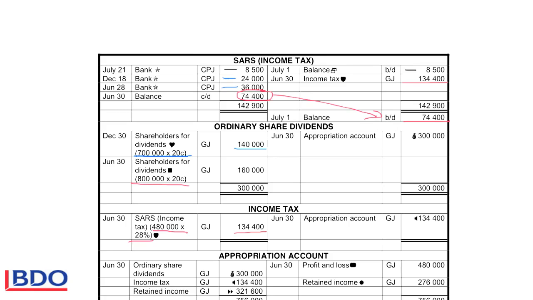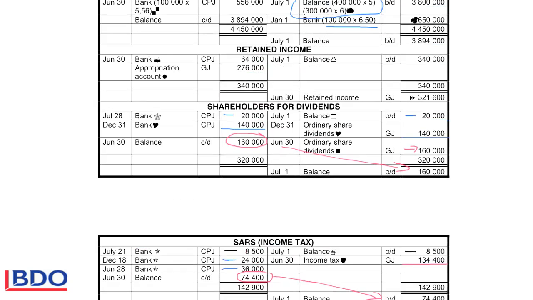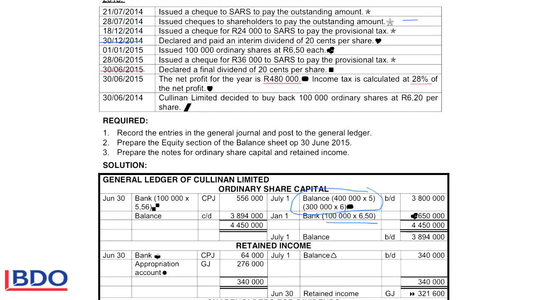Now we determine how much money will be paid to the shareholders. We will buy back 100,000 shares. The amount that will be paid to the shareholders will be R6.20 per share. So it means that 620,000 rand will be paid out. If we look at this average price of R5.56 and we look at the amount that they are paying the shareholders, we see that they are paying more than the average price.